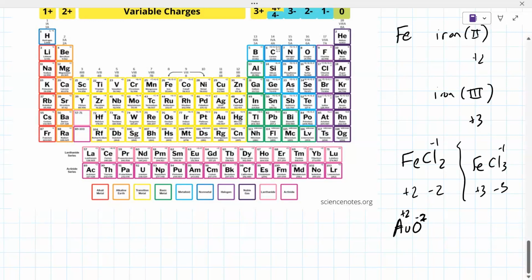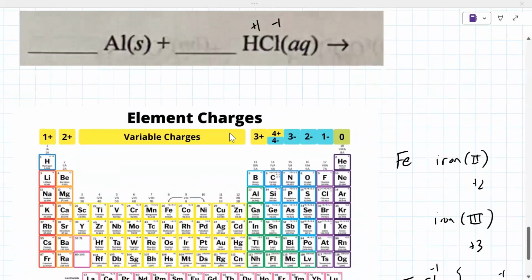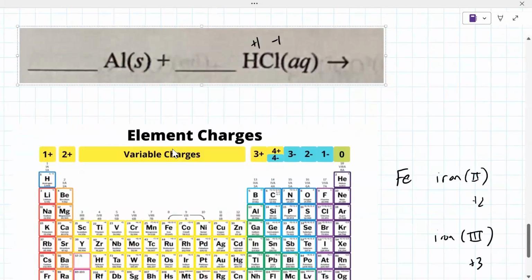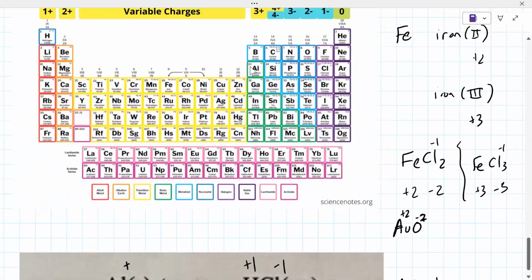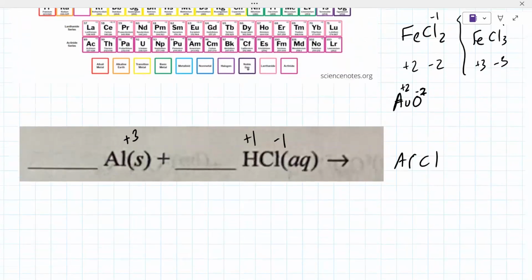Okay, let's go back to this one here. Restart this. So Cl is minus 1, H is plus 1, so you know what its charge is. Now when you pair Al with Cl, Al is plus 3, Cl is minus 1, which means that you need 3 Cls to go with it.